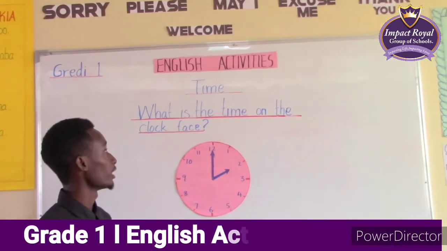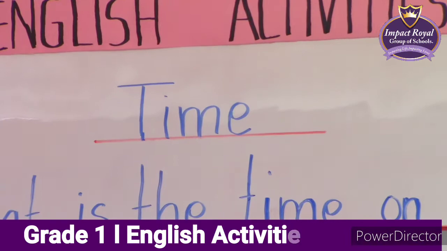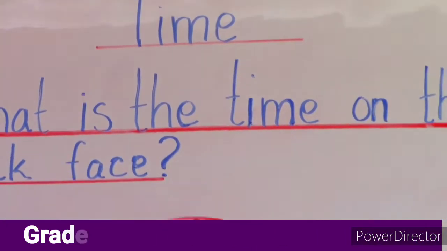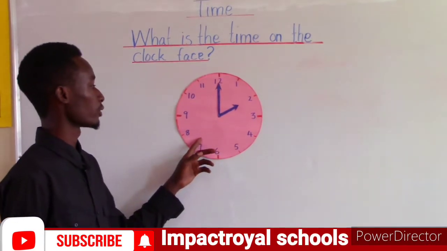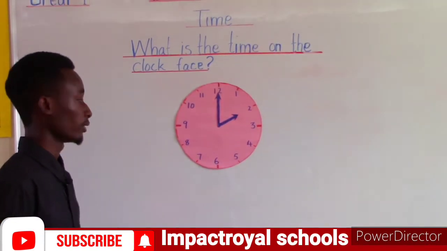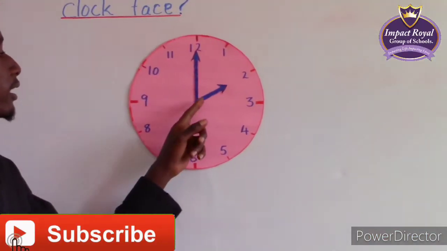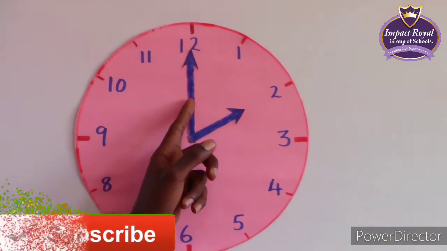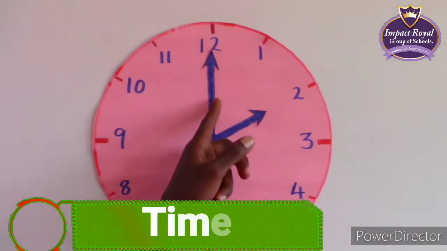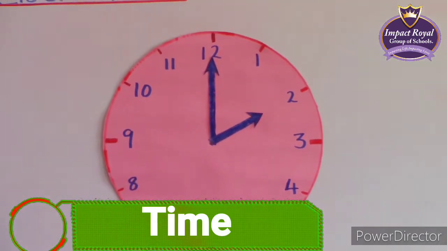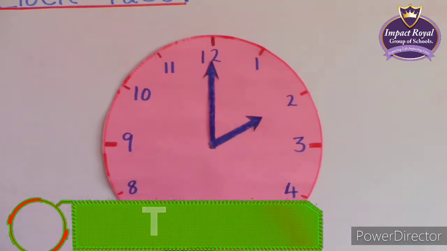I want us to talk about time. We'll be asking ourselves, what is the time on the clock face? With me here on the whiteboard is a clock face, and we'll be using this clock face to show different times. We should know that a clock face has two arms, or you can call them hands. This one is the hour and this is the minute. But for you, you just need to look at where is the long hand and where is the short hand.